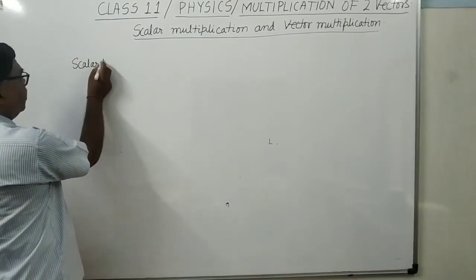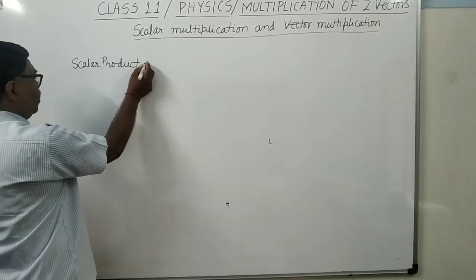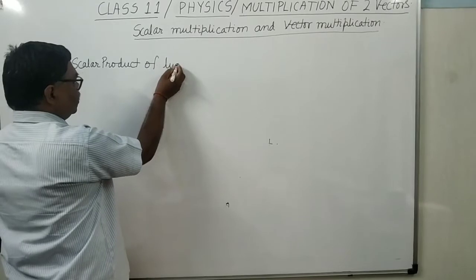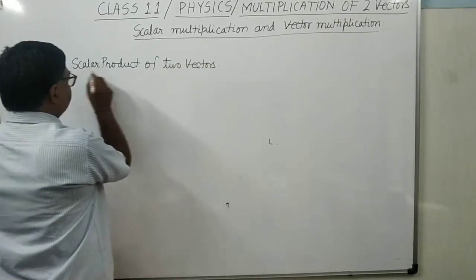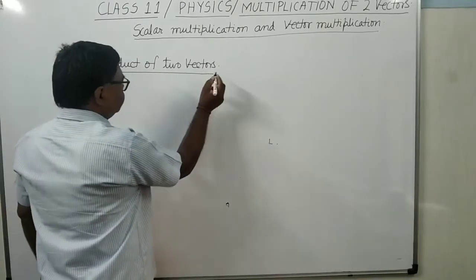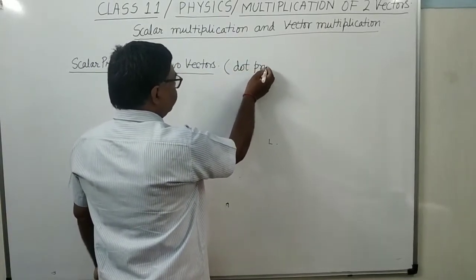Scalar product of two vectors is also known as the dot product. It is clear, because we put a dot in between two vectors. Dot product.